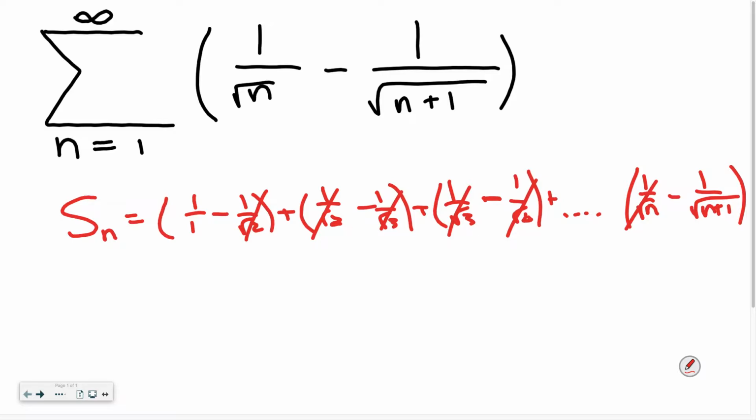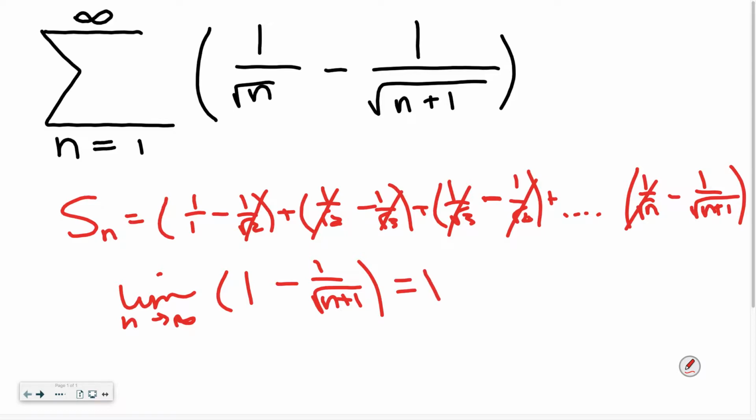If this didn't cancel until over here, like if this would have been n plus 2, you would have had this guy and this guy missing, which means you would have also had whatever would have been right here to account for. But we don't. So we take the limit as n approaches infinity of what we had left over, and that limit is 1. So this converges to 1 by the telescoping series.